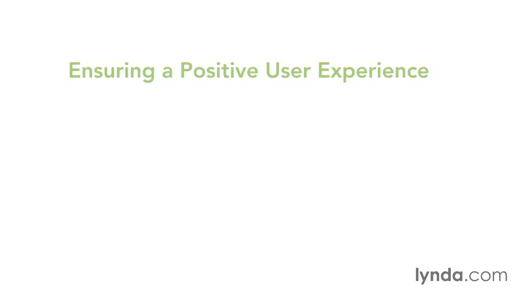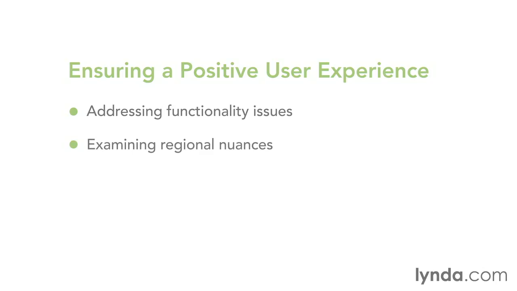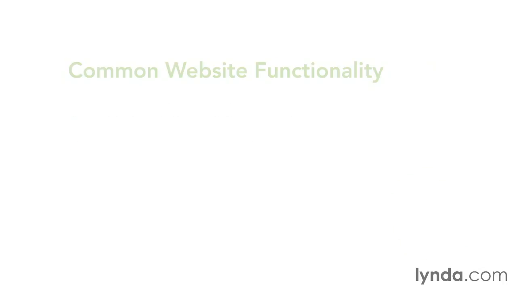What this really comes down to is two things. First, it means addressing any common website functionality that might slip through your translations. And second, it means taking a hard look at regional nuances that you'll need to be able to handle. Let's focus first on common website functionality. Here, we're talking about things like your site-wide navigation, global headers and footers, and even site-wide things like how error messaging or internal site search results are handled.